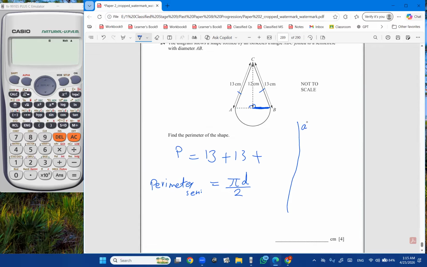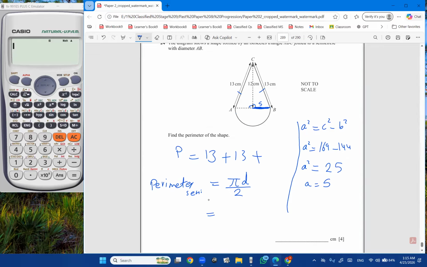So a squared equals c squared minus b squared. A squared, which is missing, equals 13 squared, which is 169, minus, you have the calculator, you can do that, 12 squared, which is 144. You're going to find that a squared equals 25. So a equals 5. So this is a 5. Well, this is a 5, so the diameter is 10, right?